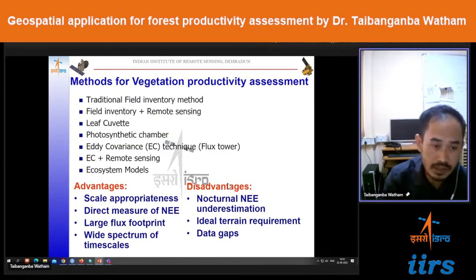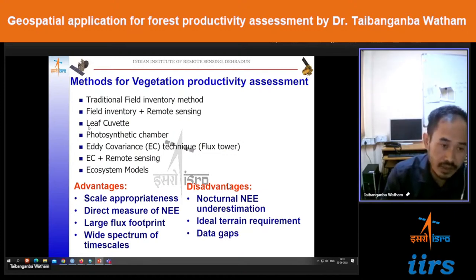Then the third method is the leaf cuvette method, in which we use instruments available in the form of a photosynthesis meter. We can take samples of a few leaves, and try to upscale the GPP or the photosynthetic productivity that we have measured using the photosynthesis meter from the leaf level to the canopy level, and then from the canopy level to the ecosystem level. For this, we can use a radiative transfer model. But the issue here with the leaf cuvette is the limitation in the number of leaf samples.